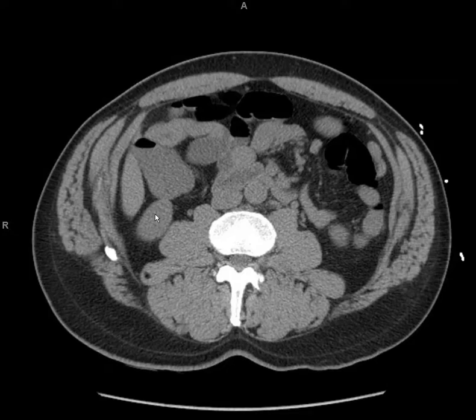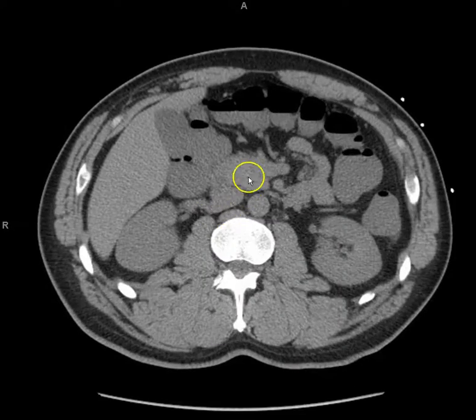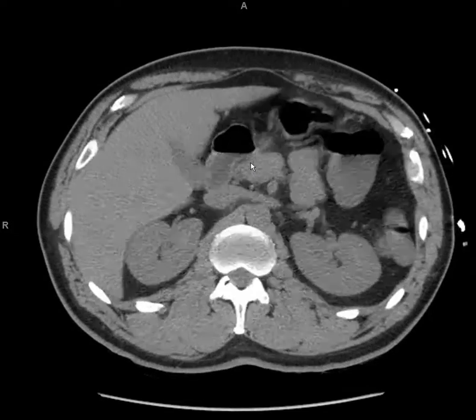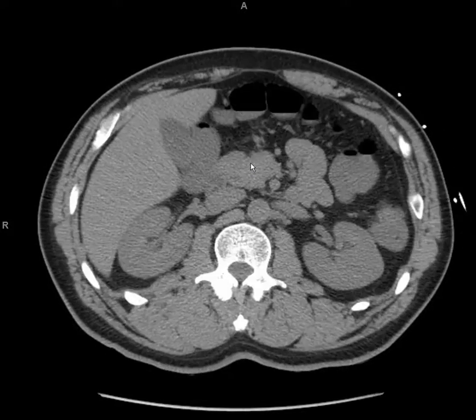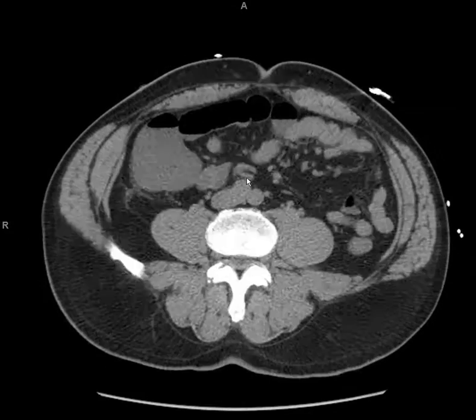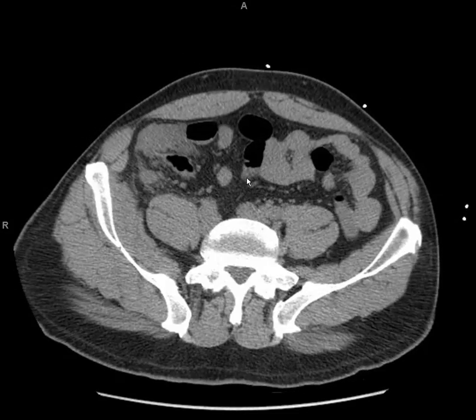Is there a difference between fat stranding and fat streaking? Not particularly. From a surgical perspective, for a patient with appendicitis, would you order a CT or would you just go ahead and take him to the OR? I believe appendicitis is a clinical diagnosis. I've always been taught that.